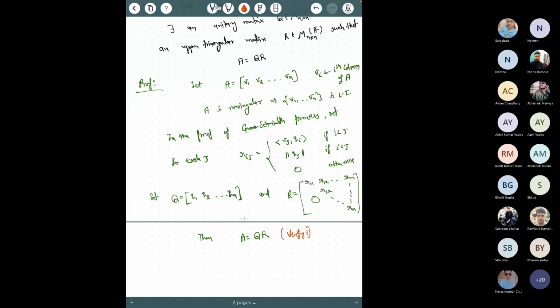But what I want to say is that this QR factorization is very important in practice, especially when we want to find, let's say, the eigenvalues of a matrix. When we study eigenvalues, I will talk more about this. But you know that finding eigenvalues of a matrix is a difficult job.